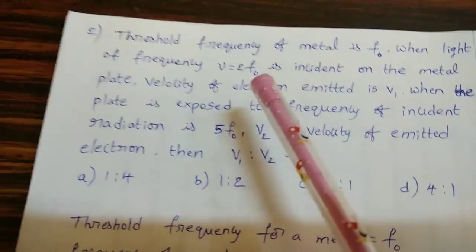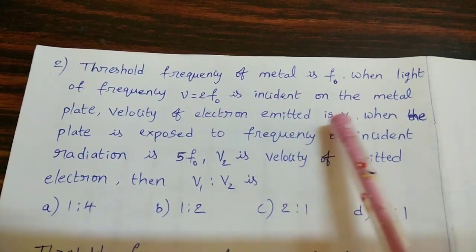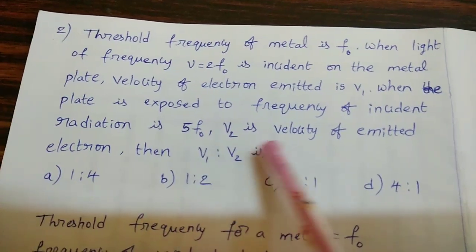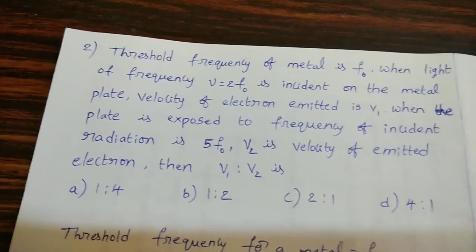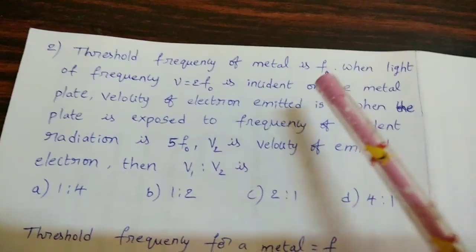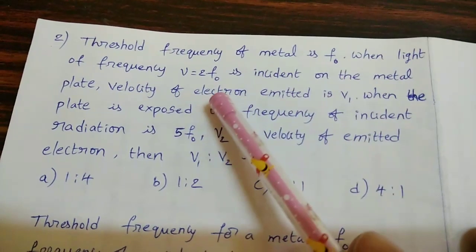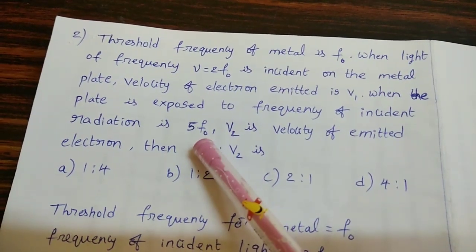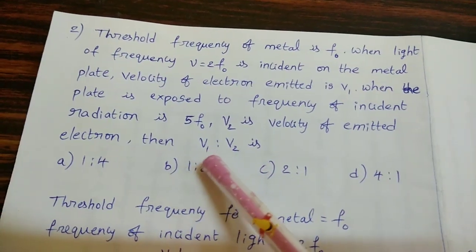The threshold frequency of a metal is f naught. When light of frequency nu equal to 2f naught is incident on the metal plate, the velocity of the electron emitted is v1. When the plate is exposed to incident radiation of frequency 5f naught, v2 is the velocity of the emitted electron. Then v1 is to v2 is, for a metal having threshold frequency f naught. Here two cases are there. In the first case, incident ray frequency 2f naught, then ejected photoelectron velocity v1. Second case, incident ray frequency 5f naught, ejected photoelectron velocity v2. Now we want the ratio of v1 and v2.